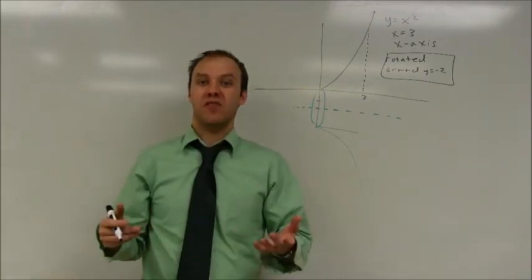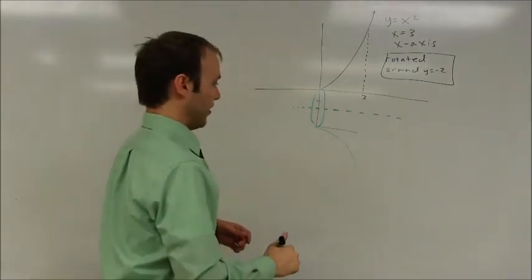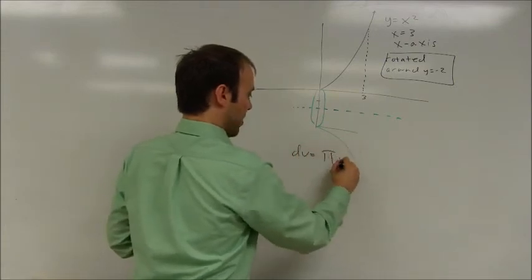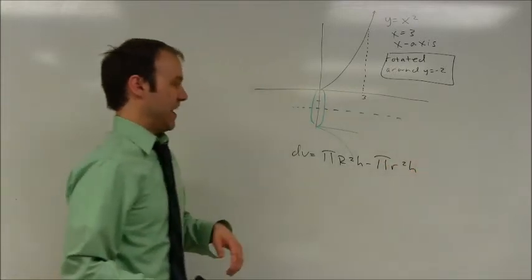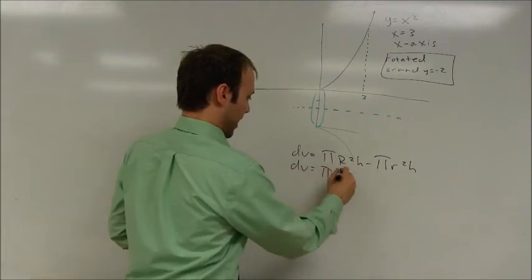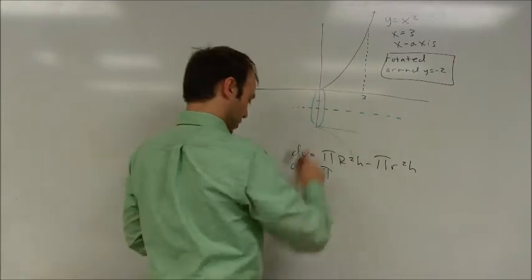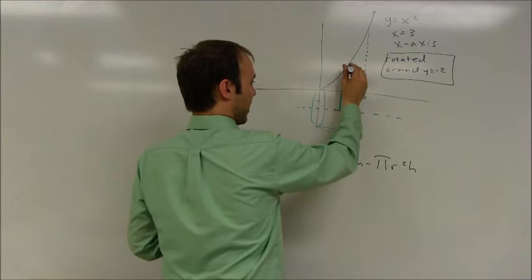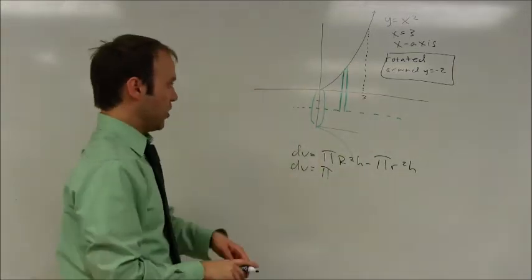Big thing here, there are two volumes. You get that outer volume minus the inner volume. So my dV value here is dV equals pi big R squared h minus pi little r squared h. And I just need to fill in those values. So let's go through here. Okay, big radius here. And again, you always draw your strip perpendicular to the axis of rotation. So there's my strip.